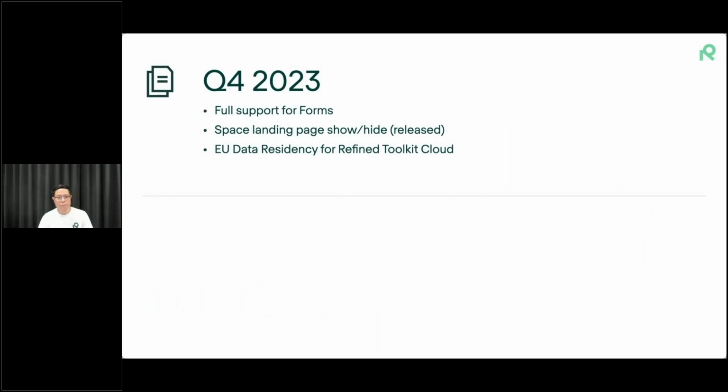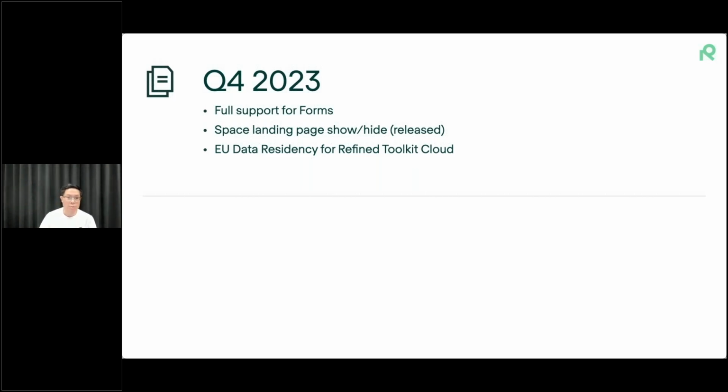Now for Q4 this year, we are looking to add full support for forms. So this is what you know of as Proforma on-prem. It is available natively on JSM Cloud. We already support it, but there's a couple of limitations left. And soon there will be full support for forms.